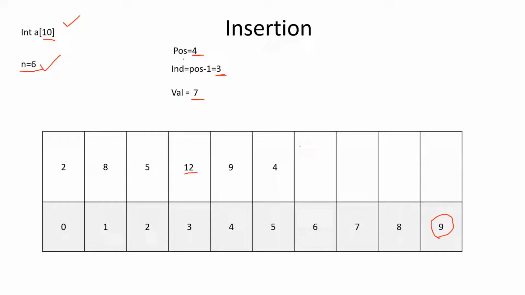Now what do we have to do? All the inputs are ready. So according to the algorithm, we are going to use a variable called I. What will be the value of I? What will be the value of I?